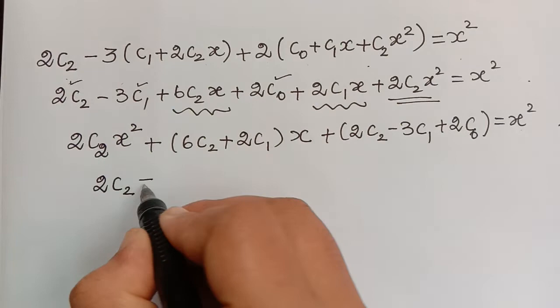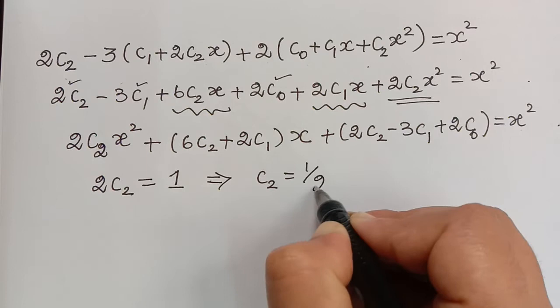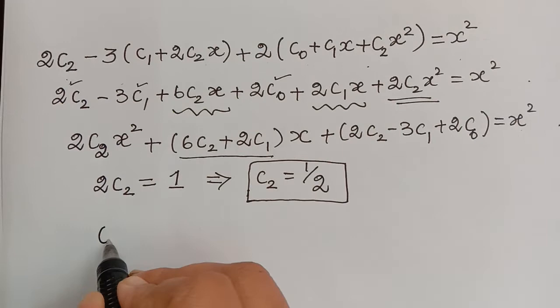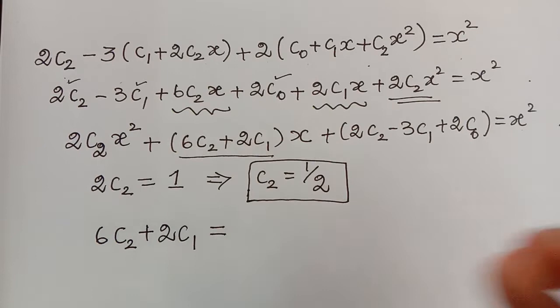From this we obtain c2 to be equal to 1 by 2. So we have obtained the value of c2. Now, let us compare the coefficients of x on both the sides. On the left, the coefficient of x is 6c2 plus 2c1. On the right, we don't have the x term, and so the coefficient of x is to be treated as 0.